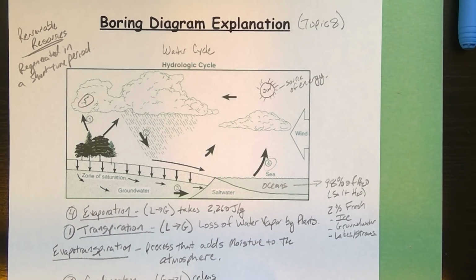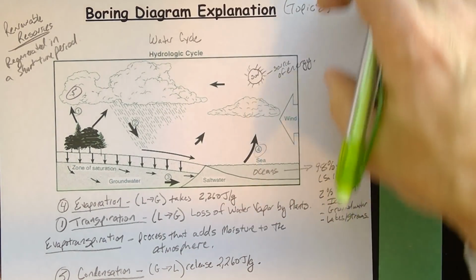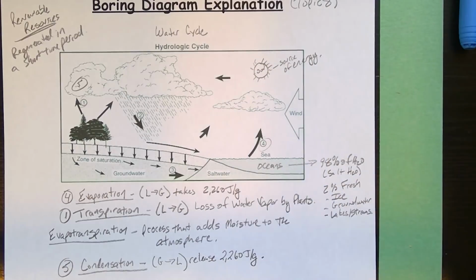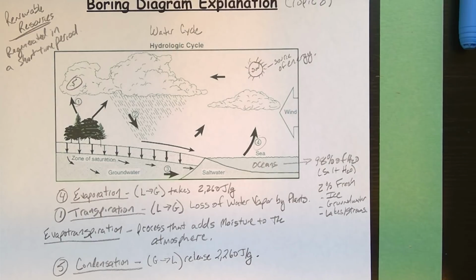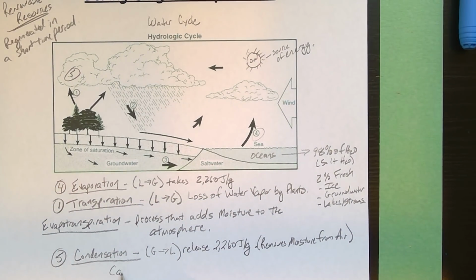Okay, if evaporation is going to take in 2,260 joules per gram, condensation is going to release 2,260 joules per gram. So as a cloud forms, it's going to be heating the atmosphere around it. So a lot of energy gets into our atmosphere indirectly by condensation. But condensation removes moisture from the air. Okay, condensation definitely causes cloud formation.